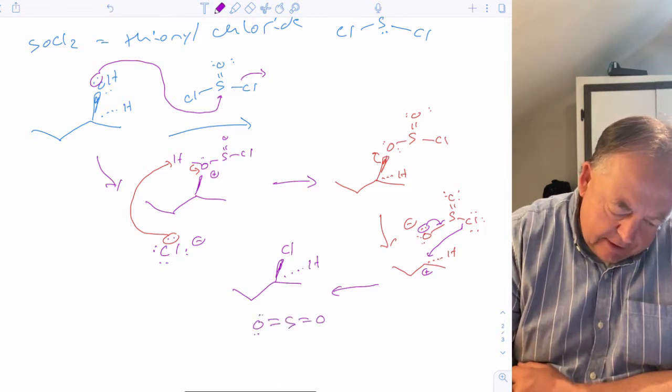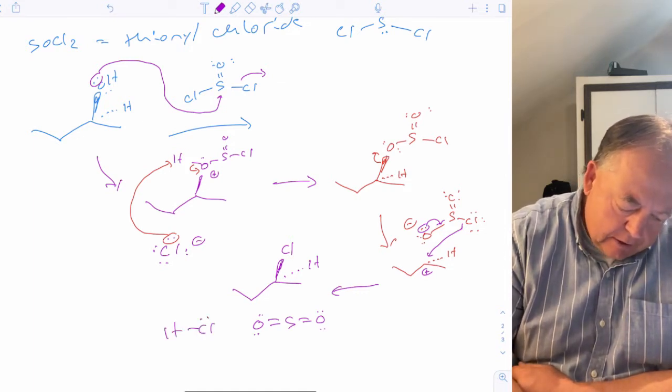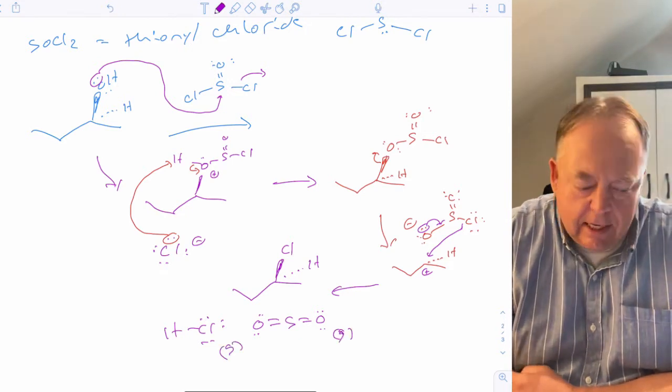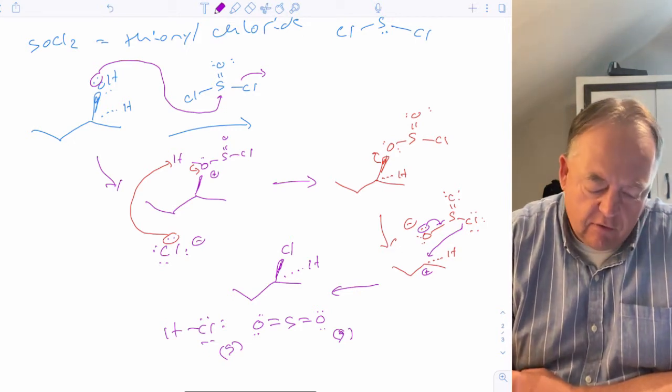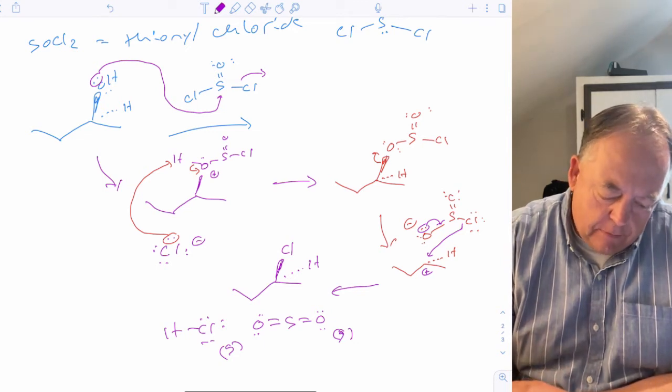So SO2 gas is one of the side products in the reaction. HCl is a side product in the reaction. So you make 2 gases. So this reaction is very thermodynamically favored because you take 2 molecules and you make 3 molecules out of it, of which 2 of the molecules are gases. So that's a very positive entropy.